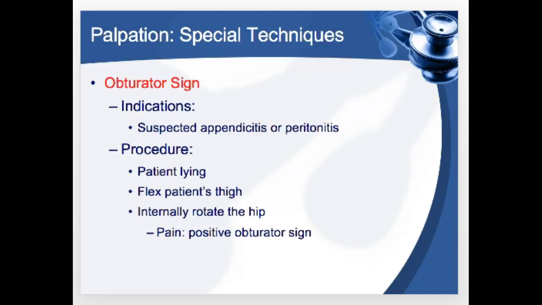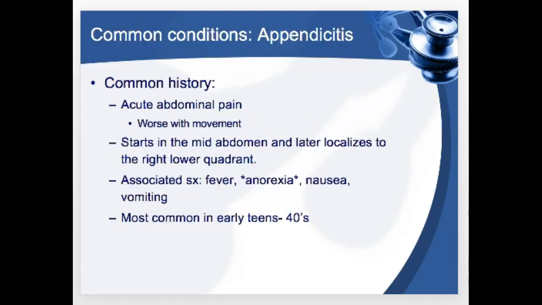The obturator sign is another similar test for appendicitis or peritonitis. The patient is lying down, the patient's thigh is flexed, and then you internally rotate the hip, and that can sometimes cause pain in the right quadrant. And if it does, then that can indicate peritonitis or appendicitis, again, activating those muscles that are tied into that area.